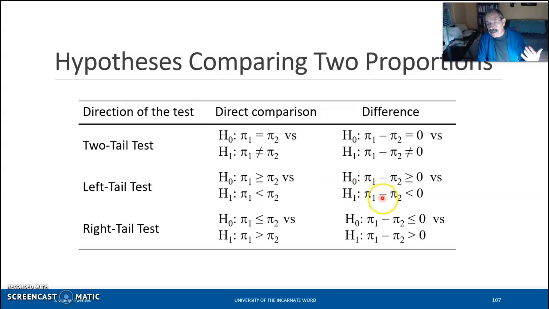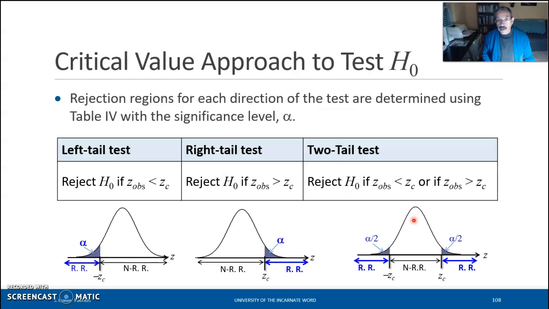Now, if you have a left tail test, then you're looking at the difference of the two proportions being less than 0 under the alternative hypothesis, and being equal or larger than 0 under the null hypothesis. If you're looking at a right tail test, then the difference of the proportions will be bigger than 0 under the alternative hypothesis, or less or equal than 0 under the null hypothesis. This is the same idea as when we compare the means of two independent populations.